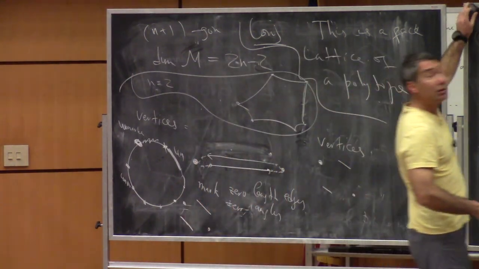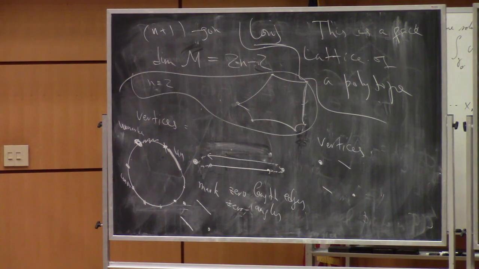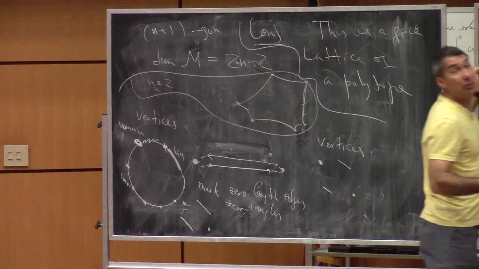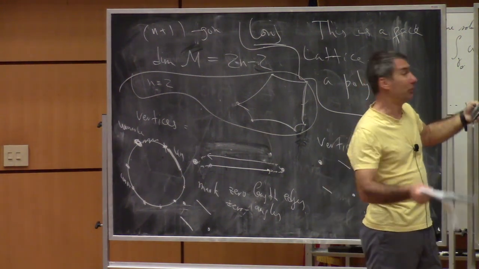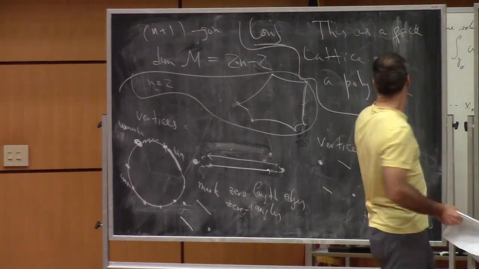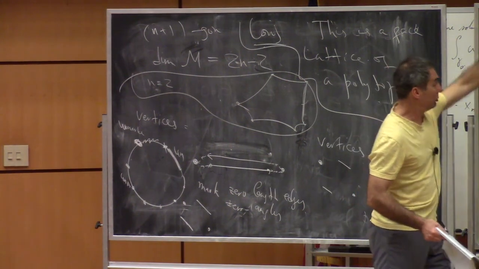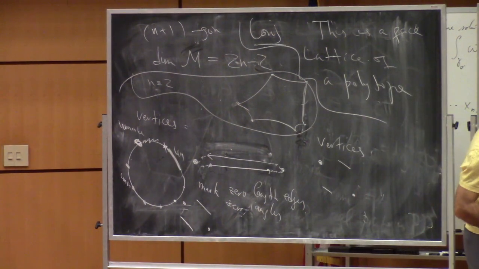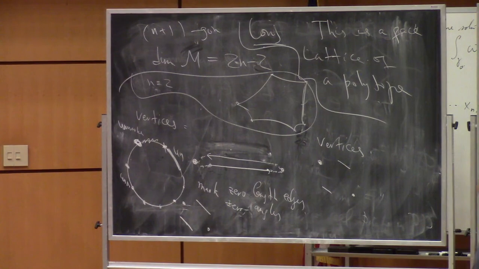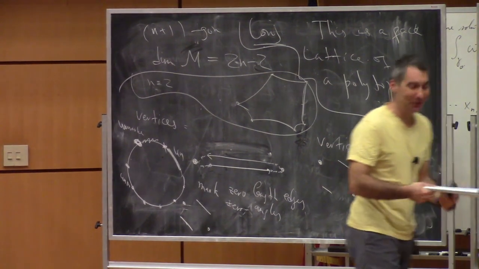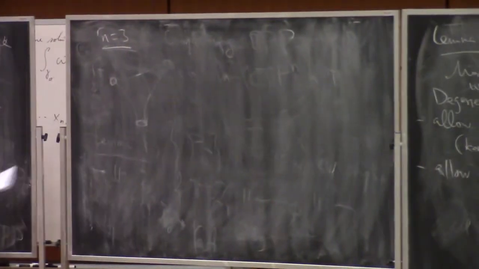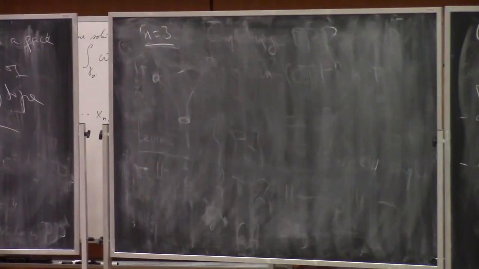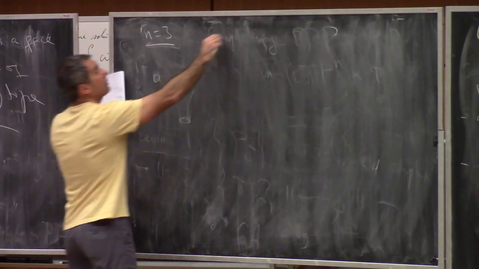N equals 3. It took me a while actually to find a polytope. It would be fantastic if somebody finds a realization in 2n minus 2 dimensional space. Misha likes such things. This is sort of a secondary polytope. All right, so n equals 3. We have 8 vertices.